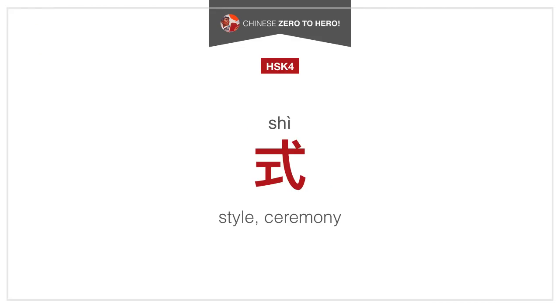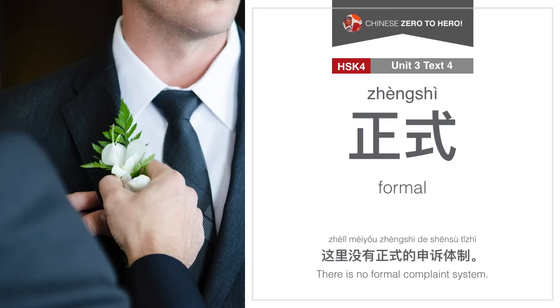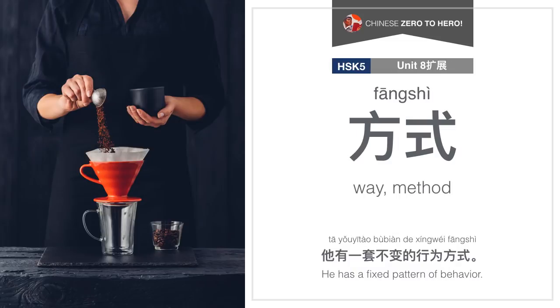And 式 when written like this means style or ceremony. In HSK 4, we learn the word 正式, meaning formal. 这里没有正式的申诉体制。There is no formal complaint system. In HSK 5, we learn the word 方式, meaning way or method. 他有一套不变的行为方式。He has a fixed pattern of behavior.